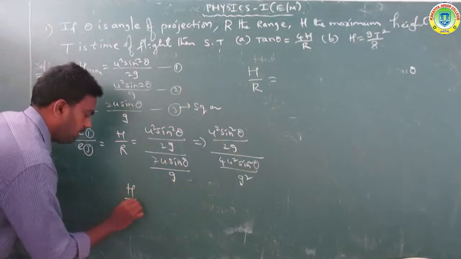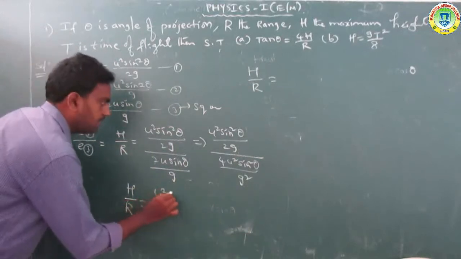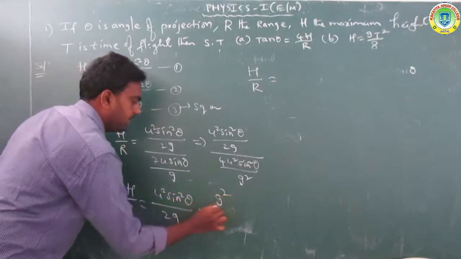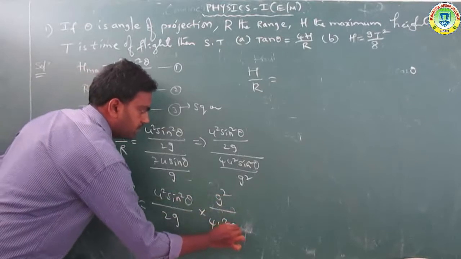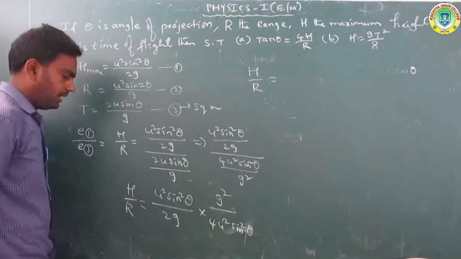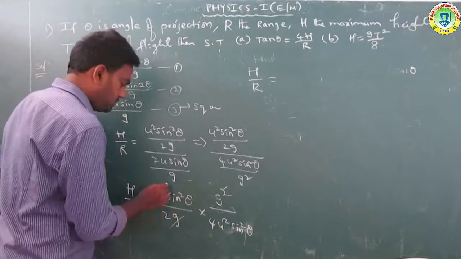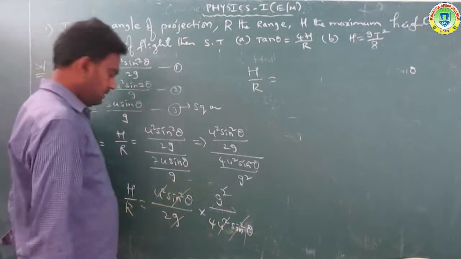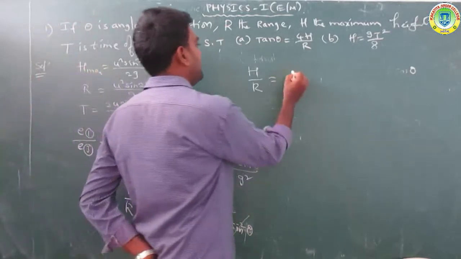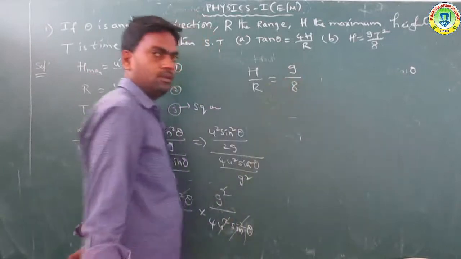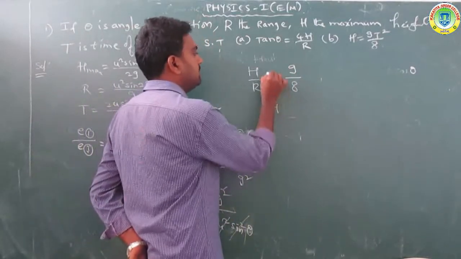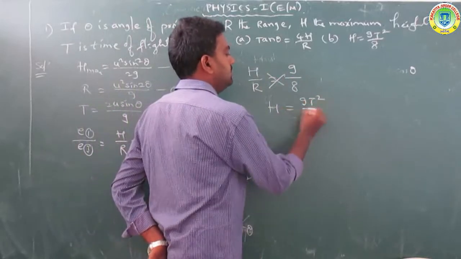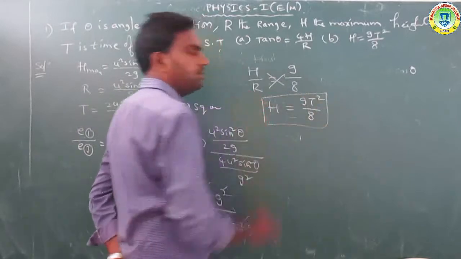So h by r is equal to u square sin square theta by 2g into g square by 4u square sin square theta. Okay, so g cancels, and u square sin square theta cancel. So the remaining equation is g by 8. Now cross multiplication is taken, so h is equal to gt square by 8. Okay, now proved that.